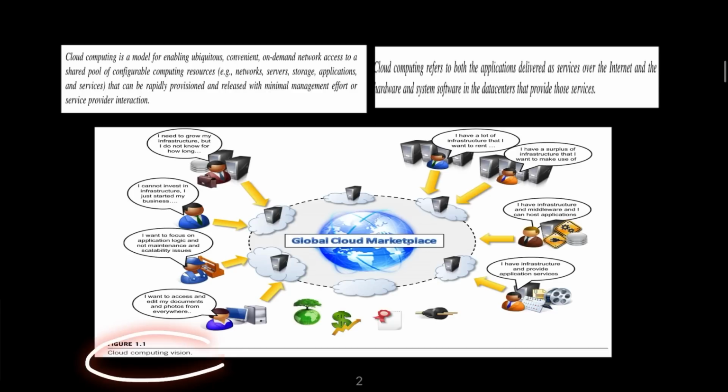Here we have the figure of cloud computing vision. If you look at this figure, there's a statement like, I need to grow my infrastructure, but I do not know for how long. This reflects the cloud scalability aspect. That is, businesses can scale their infrastructure up or down depending on the traffic which they have. Cloud services allow them to expand whenever they want, and even when the demand is less, they can scale down easily.